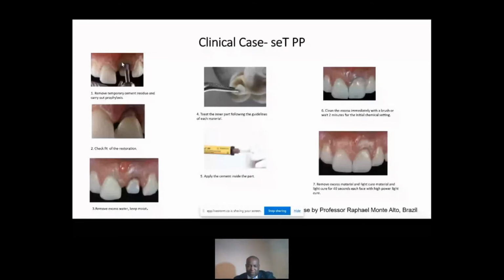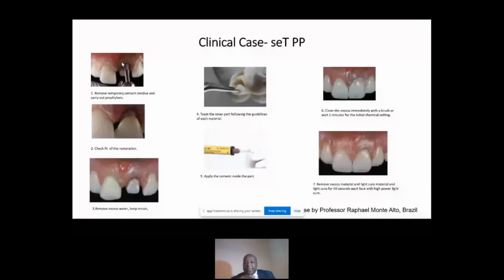And once you've seated the restoration, it's important to wait. Again, wait 2 minutes for the initial chemical setting. And then once that's done, because we said it's a dual cured cement, then light cure. Light cure each surface for about 40 seconds with a high power light. So those are the steps.